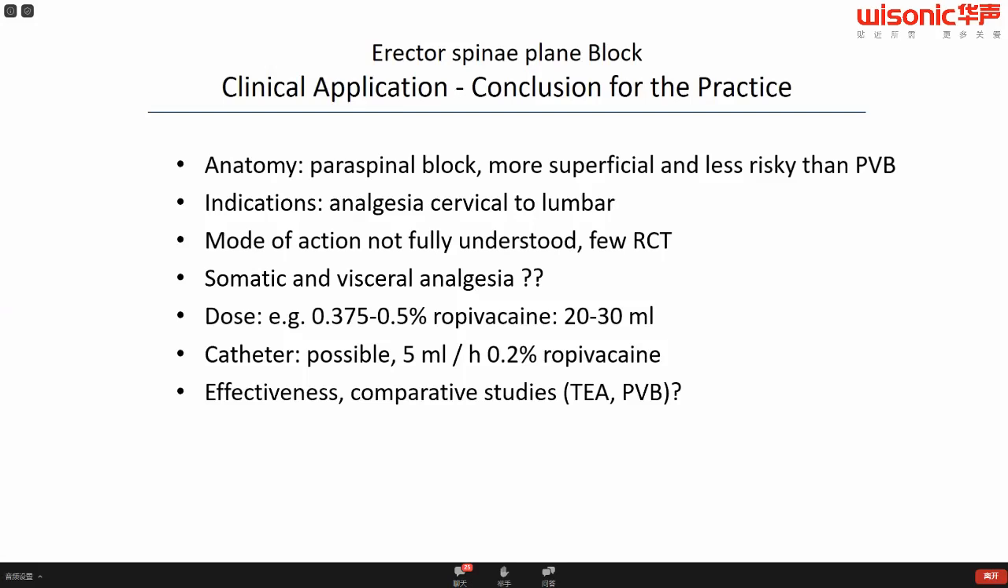Regarding the effectiveness, more comparative studies are needed with the so-called gold standard. These are the thoracic epidurals and the paravertebral block. The complication rate is rather low.